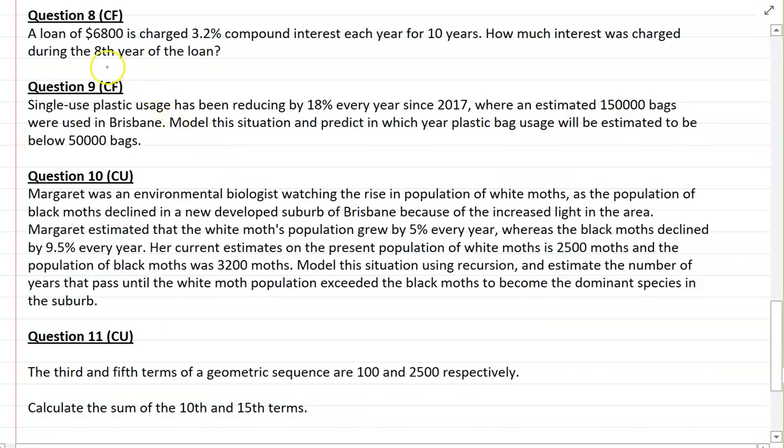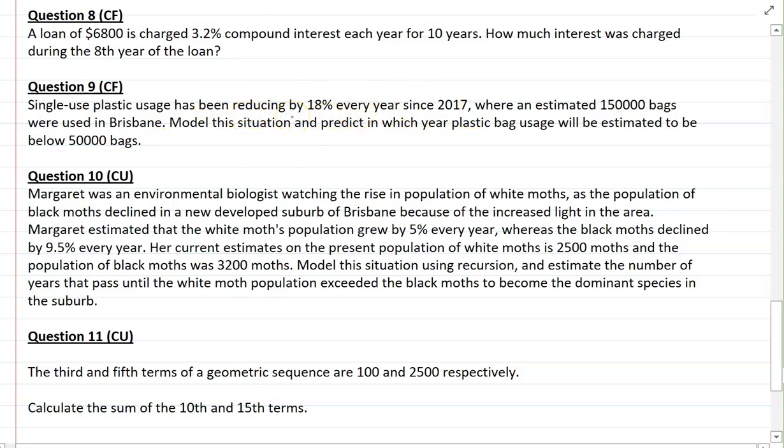Question 9 is the last of our complex familiar questions. The question says single-use plastic usage has been reducing by 18% every year since 2017, where an estimated 150,000 bags were used in Brisbane. Model the situation and predict in which year plastic bag usage will be estimated to be below 50,000 bags. Okay, so this seems like a decay, exponential decay type question.